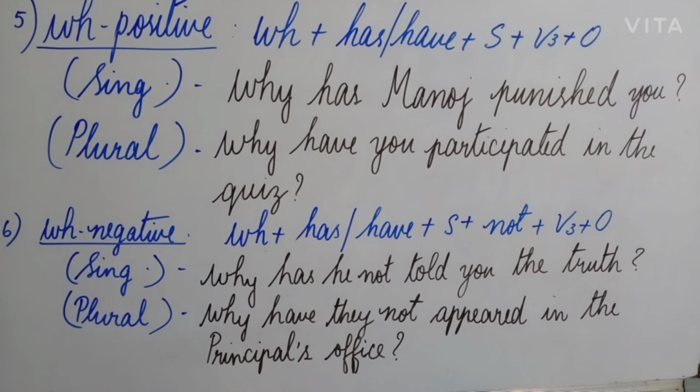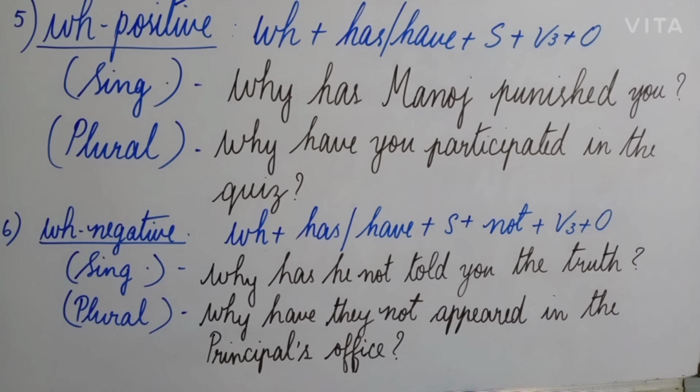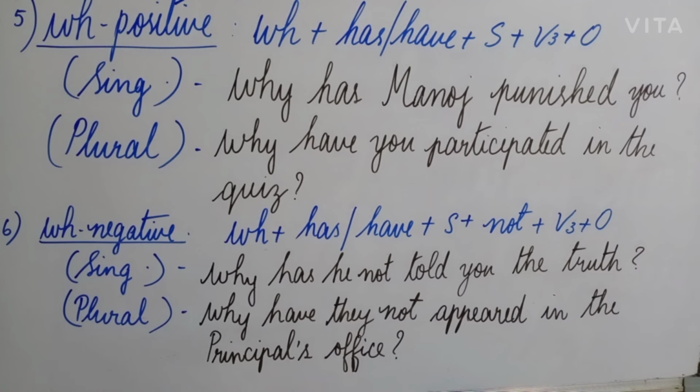The fifth type of sentence is WH, positive sentence. So WH, when we tell, it is all the questions that begin with W, question words that begin with WH. So it could be when, where, what, whose, whom, all those are WH questions. So here I have used WH, why questions. So WH plus has or have, that is the supporting verbs, plus the subject, and then comes the main verb or verb 3 form, and then the object.